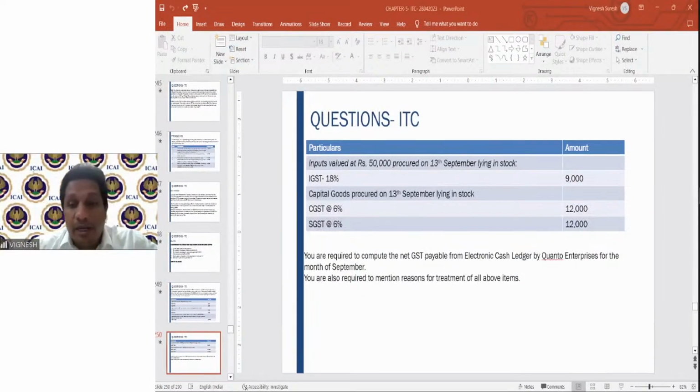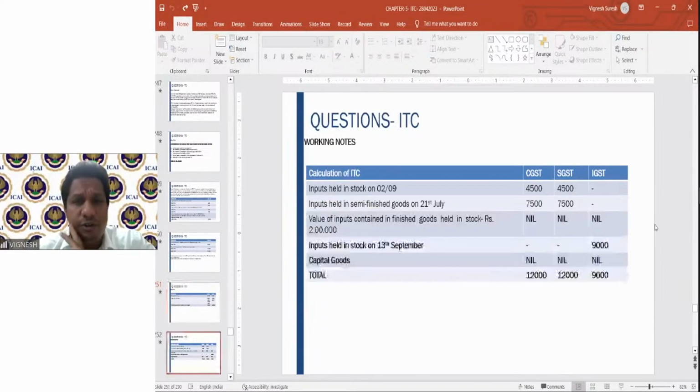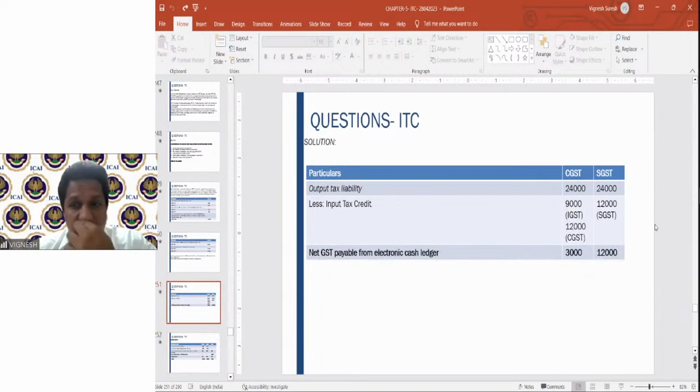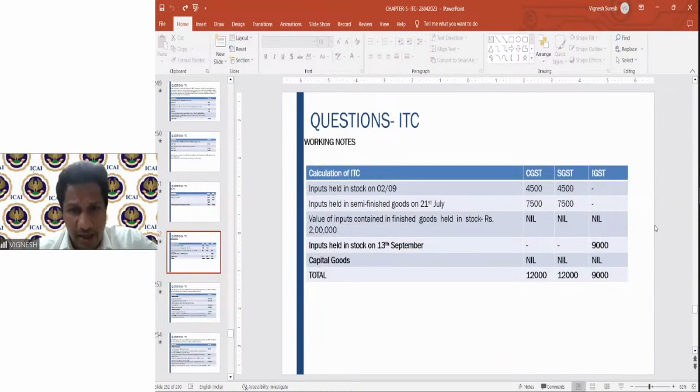Very good. Capital goods ITC also you cannot claim because voluntary registration does not cover that. Only composition to regular and exempt to taxable covers the capital goods. This does not cover. So the output tax liability is anyway given in the problem: CGST 24,000, SGST 24,000. In the input tax credit calculation, inputs held in the stock, CGST, SGST 4,545, semi-finished goods 75. This one is nil because it is more than 1 year. 9,000 IGST for 13 September inputs, capital goods is nil. So this is the total credit.